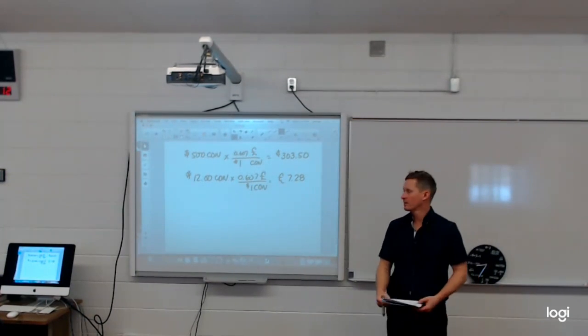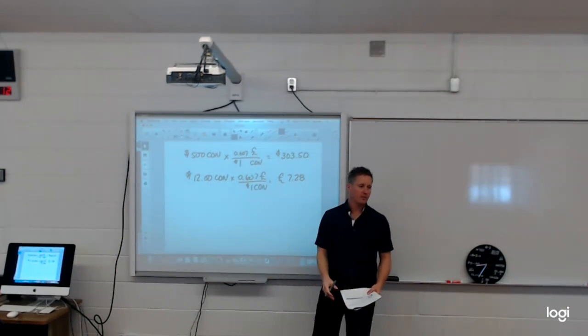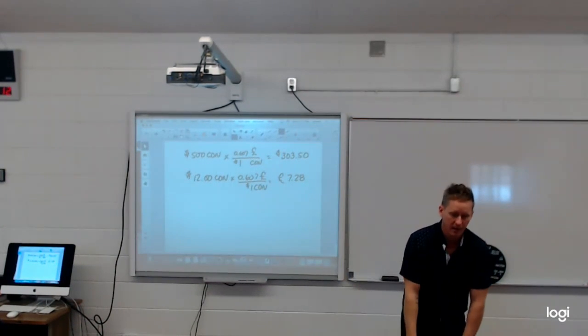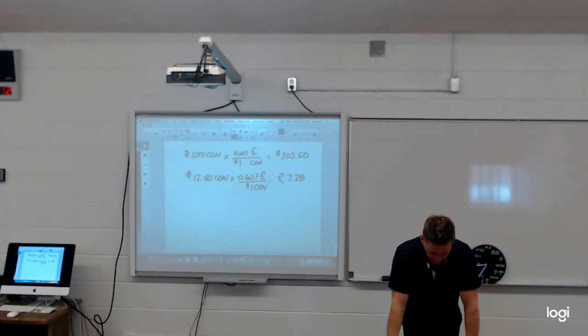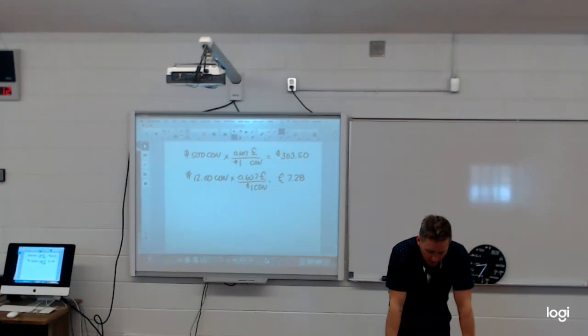Because is the dollar worth more than the euro or the British pound? No. The British pound would be more. It would cost you more. The best way to look at it is look at the British pound and go down to Canadian. How much do you have to pay Canadian to get one British pound? $1.65. Right.